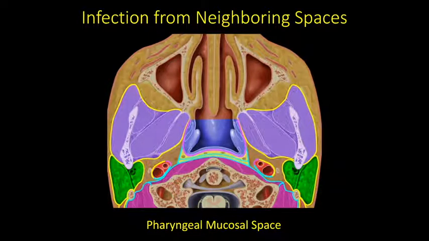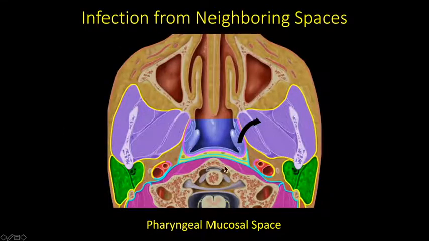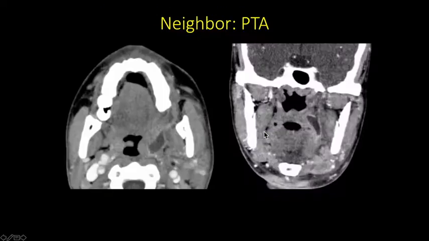Infection can also come from the pharyngeal mucosal space. So, for example, this is sort of the reverse of something I showed you earlier. In this case, the infection's arising in the pharyngeal mucosal space, going laterally across those anterior fat planes of the parapharyngeal space to involve the pterygoids. So this patient has a classic peritonsillar abscess. You see this rim-enhancing fluid collection. We've lost the normal fat planes between the oropharynx and the adjacent medial pterygoid muscle.